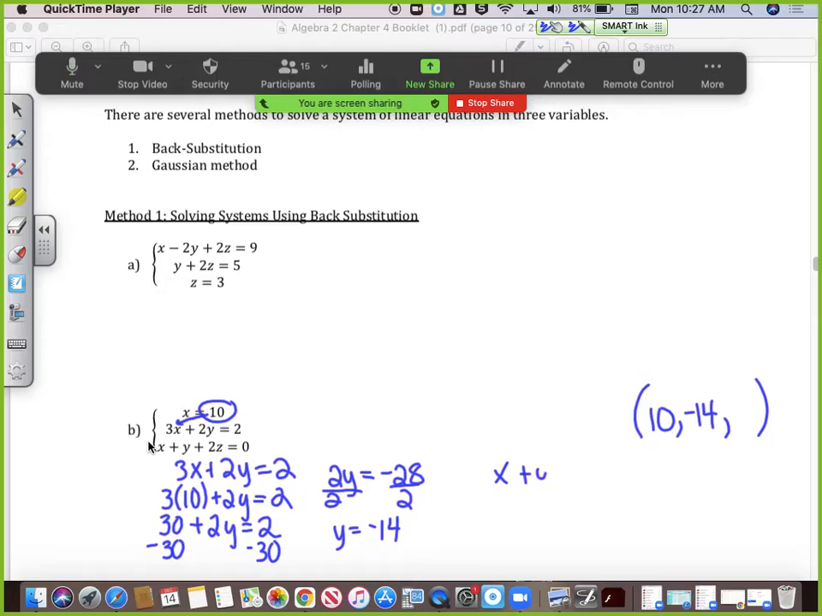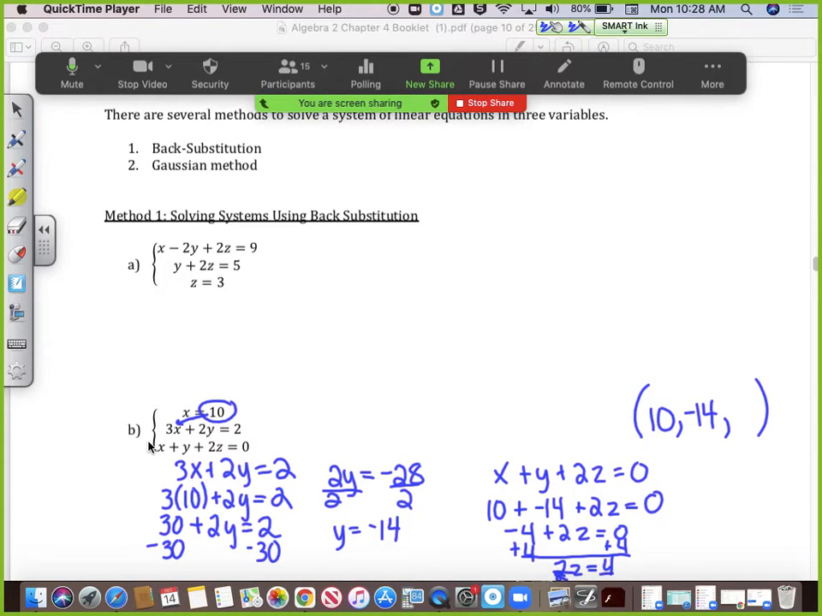So I have to use x plus y plus 2z equals 0. Because I know x is equal to 10 and y is equal to negative 14, I replace those numbers. This is going to be 10 plus negative 14 plus 2z equals 0, and I can solve for z now that I only have one unknown. 10 plus negative 14 is negative 4. To solve for z, I'd add 4 to both sides. I get 2z equals 4, and I divide by 2. 4 divided by 2 is 2, so z equals 2. Altogether, my answer is 10, negative 14, and 2.